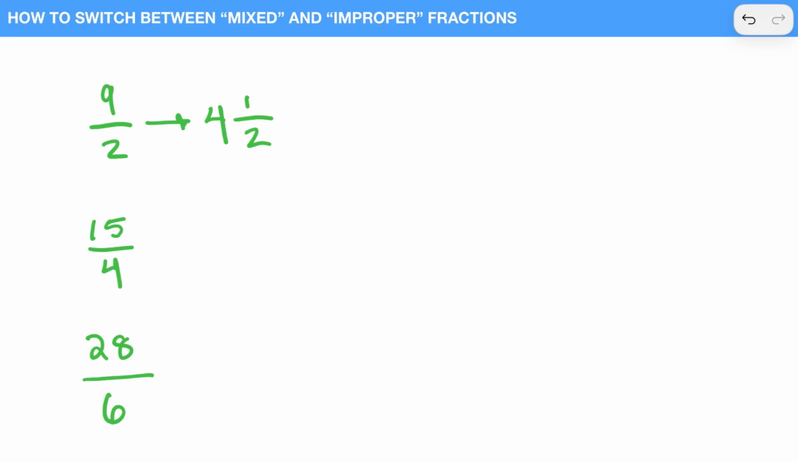How about 15 over 4? How many times does 4 go into 15? Well, the answer is 3, because 3 times 4 is 12. The difference between 12 and 15 is 3. I have that remainder of 3 left over, and I'm going to keep my bottom number 4.